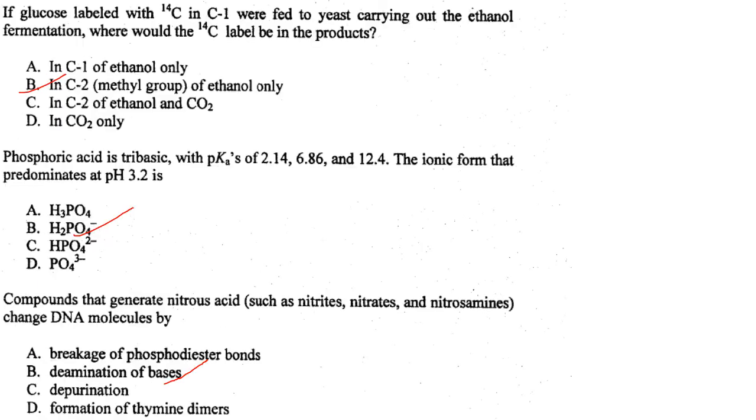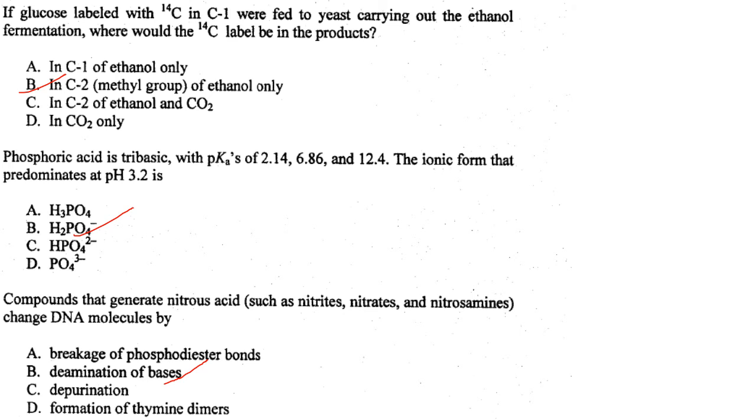Then next one. If glucose labeled with C14 in C1 were fed to yeast carrying out the ethanol fermentation, where would the C14 label be in the products? So, in C2, that is the methyl group of ethanol only. Answer is option B. Then, phosphoric acid is tribasic with pKa's of 2.14, 6.86 and 12.4.